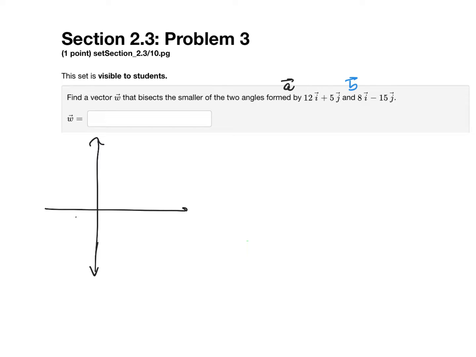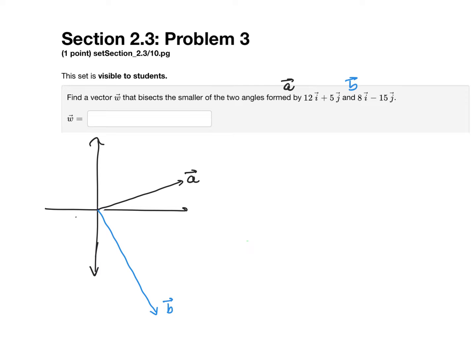First thing I'm going to do is draw what A kind of looks like. So 12 in the i direction, 5 in the j direction. So this is very poorly drawn. Let me try this again. This is what A would kind of look like. And then B is 8 in the i direction and negative 15 in the j direction. And so it's going to look maybe something like that.